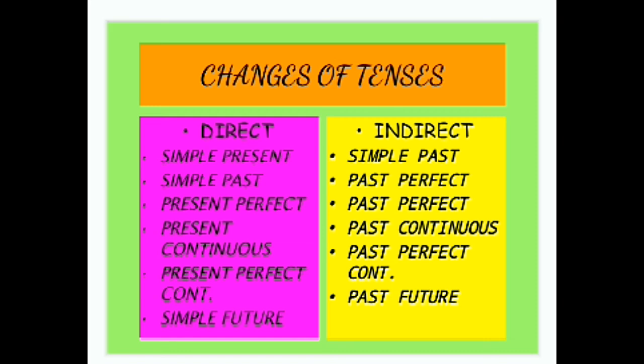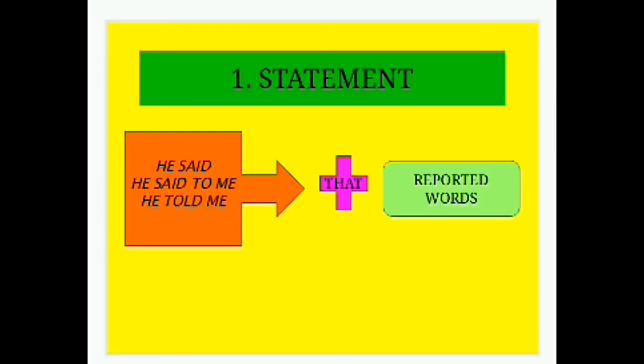So there are three things we have to notice while changing direct to indirect: one is auxiliary verbs, next is the change of adverbs of time and place, and third is the change of tense. And we'll move on to the statement.